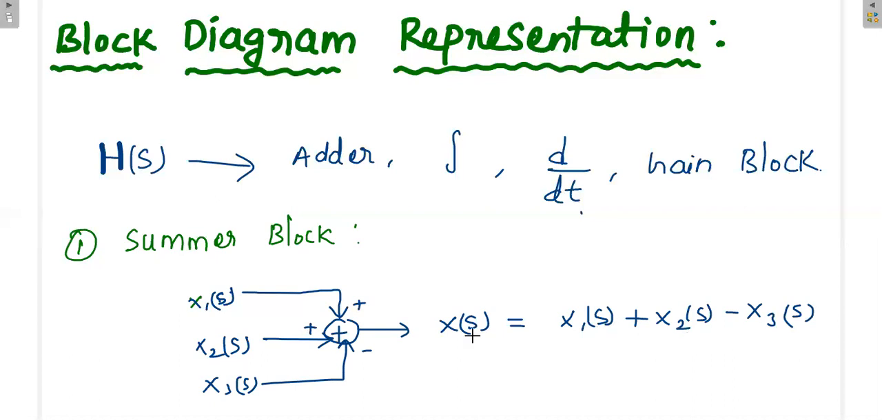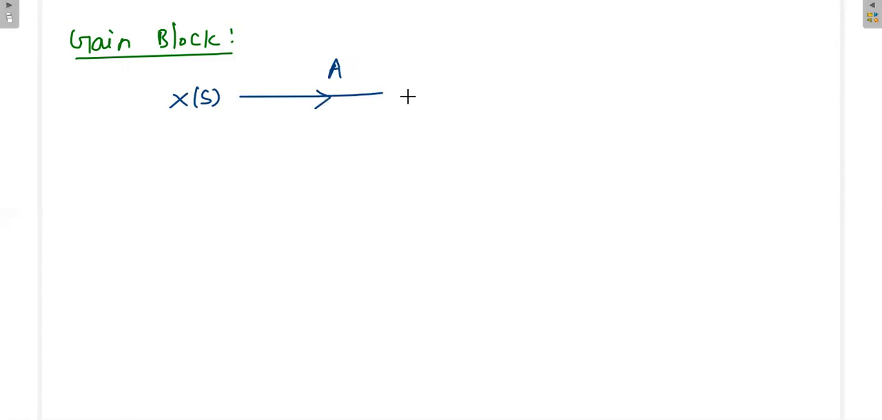The next block is the gain block. Suppose you have a transfer function X(s) and you want to multiply it by some number, say A, which is the gain of that branch. Then what will your output be? Y(s) will be A times X(s).